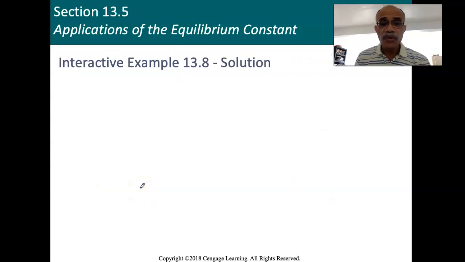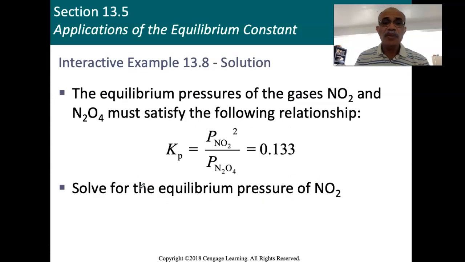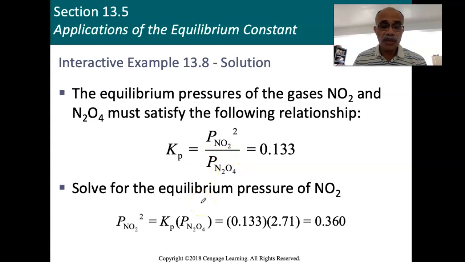If you look at the equilibrium constant equation, here you will see Kp is equal to the pressure of the product, which is nitrogen dioxide squared, over the pressure of dinitrogen tetroxide. And that should be equal to this value here, which is given, 0.133. So what else is given? We are also given this. So we'll substitute that in the next point.